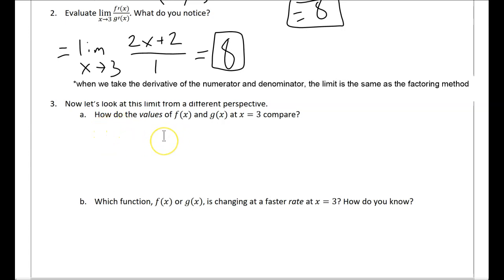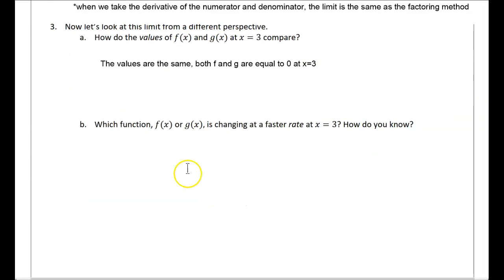So the question is, how do values of f of x and g of x at x equals 3 compare? We saw that they're the same, right? But then when we consider which function is changing at a faster rate at x equals 3, well, f prime of 3 was 8, but g prime of 3, well, g prime of anything, is 1.